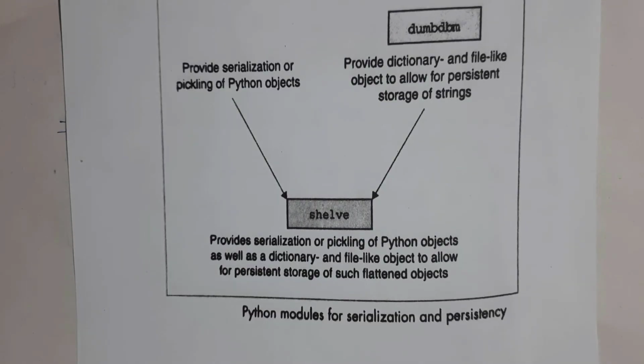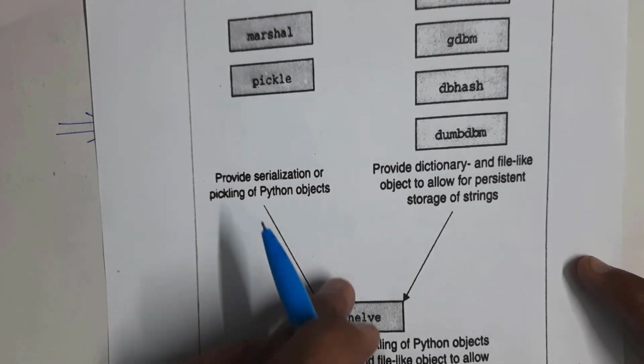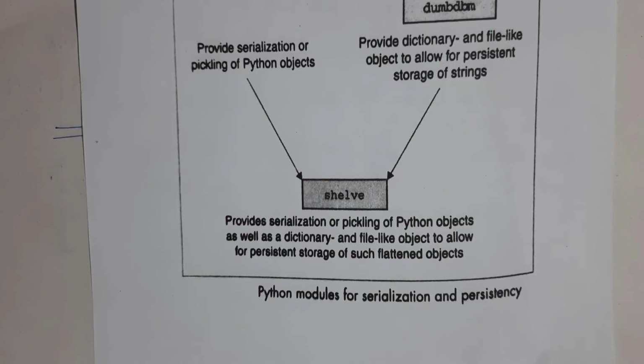Guys, in exam you may get a question like explain Python modules for serialization and persistency. Whenever this question comes in exam, then you need to write this diagram. And then you need to write pickle module, marshal module, shelve module and dbm package.